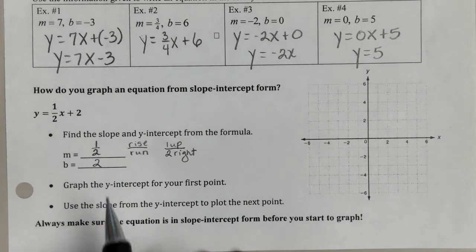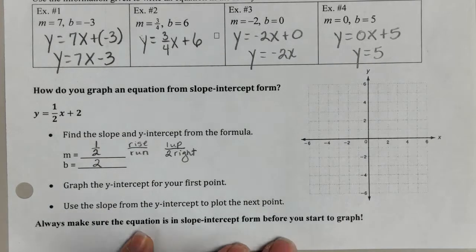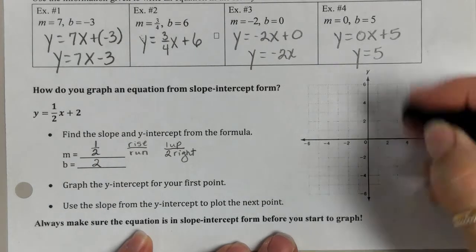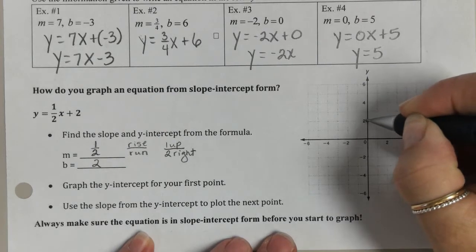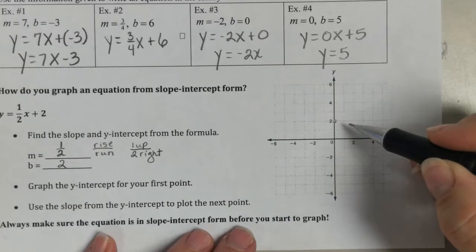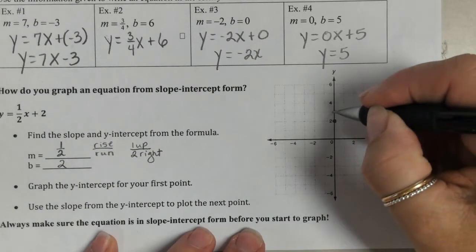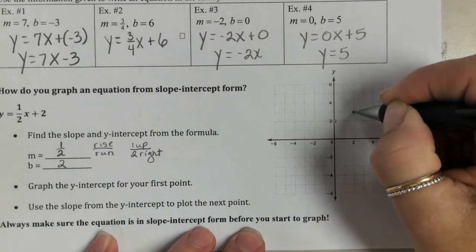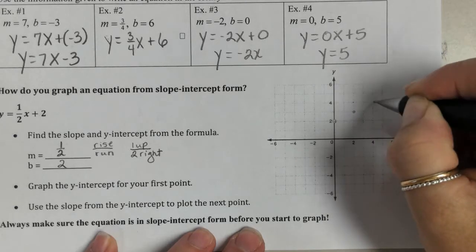So here's the 2 steps. Graph the y-intercept. That's your first point. So I'm going to go to my y-axis and I'm going to go to 2. There's my y-intercept. Now I'm going to start on my y-intercept and I'm going to go up 1 and over 2. I can do it again if I like, 1 and 2.